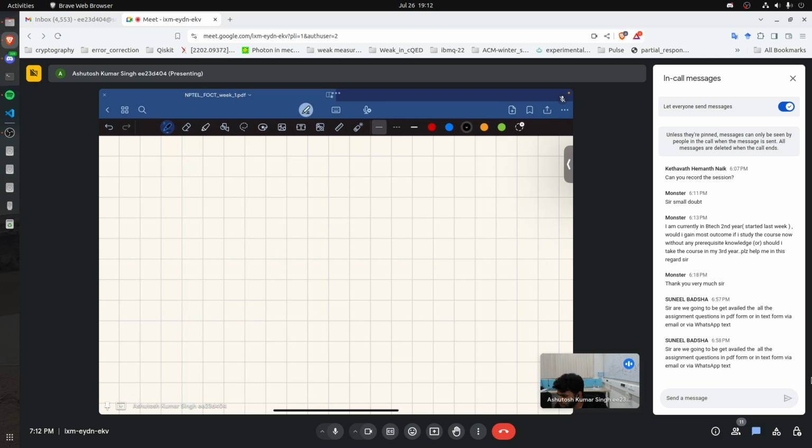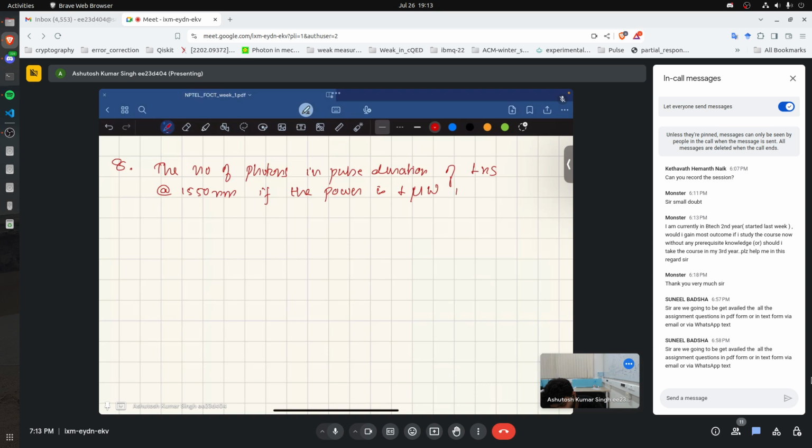Now let's do question number 8. The number of photons in a pulse duration of 1 nanosecond at 1550 nanometer if the power is 1 microwatt. Yes.